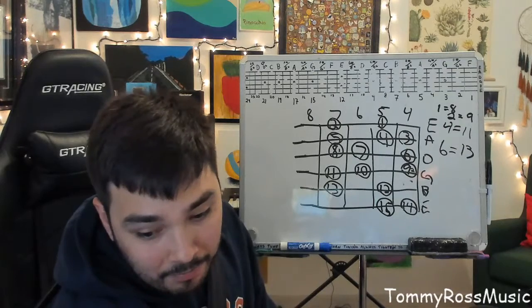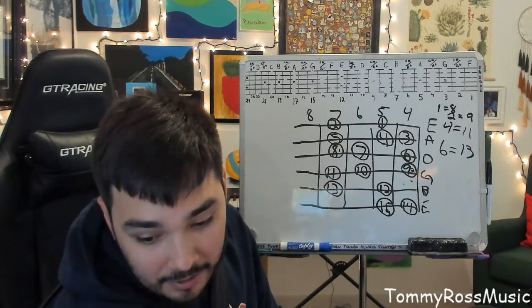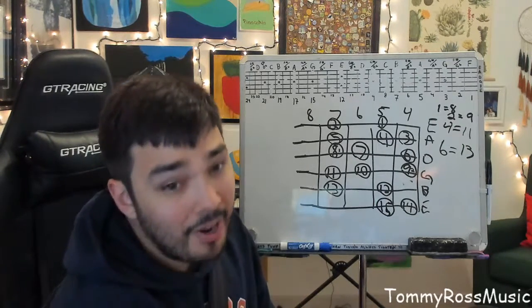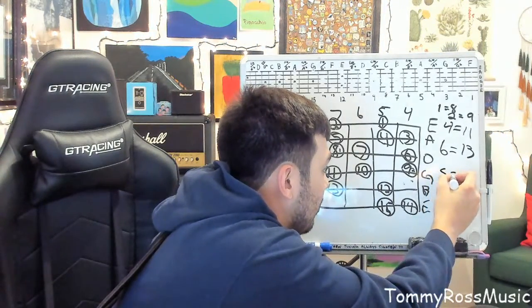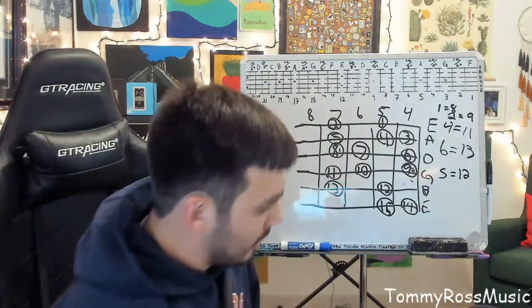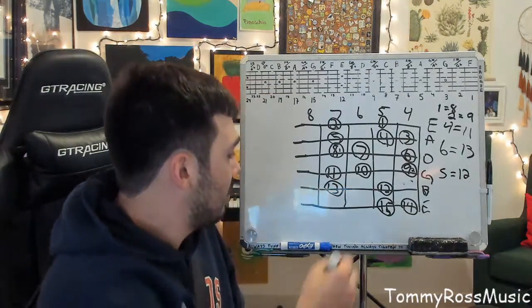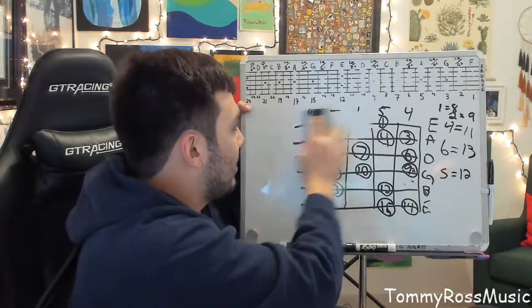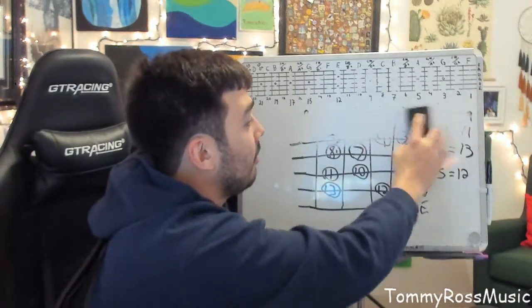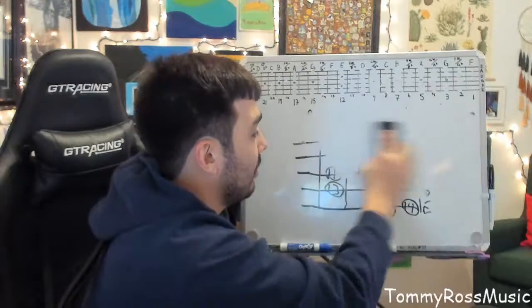The 1 could also be considered the 15. The 5 could be considered the 12. Stuff like that. So that's the major scale, and if you know the major scale formula, it's just 1, 2, 3, 4, 5, 6, 7.